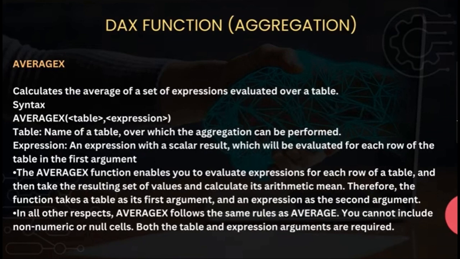So the function takes a table as its first argument and an expression as the second argument. In all other respects, AVERAGEX follows the same rules as AVERAGE. You cannot include non-numeric or non-null cells. So both the table and expression arguments are required here.